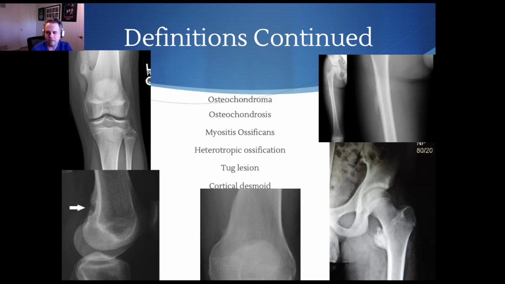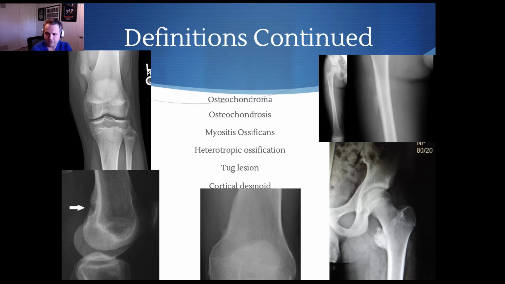Osteochondrosis is essentially referring generally to any kind of dysfunction of the bone and cartilage that can encompass epiphyseal injuries, physeal injuries, as well as apophyseal injuries such as apophysitis. So it's kind of an overencompassing term.